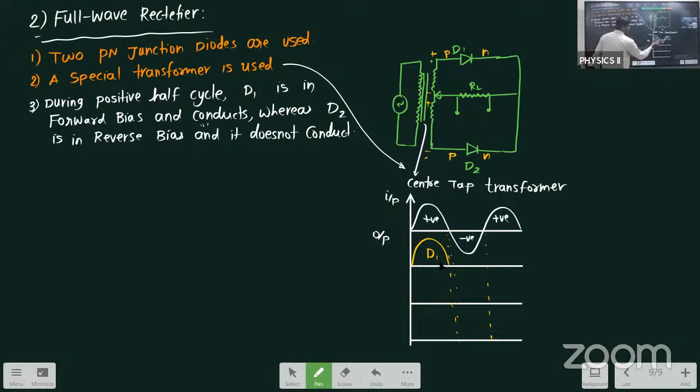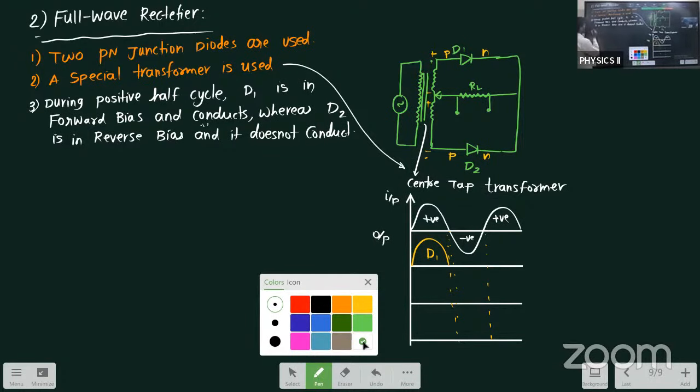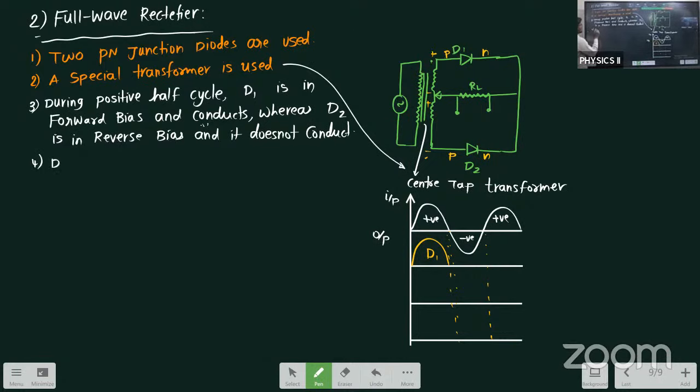Now see here, what will happen for negative cycle? Carefully see this. Third one, fourth one. During negative half cycle, let us see what will happen. During negative half cycle, this terminal will become negative and this terminal will become positive, and here again it will become negative and here it will become positive. This terminal is becoming negative, this terminal is becoming positive.